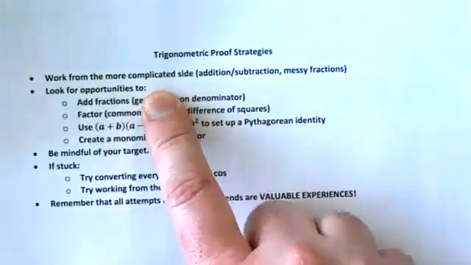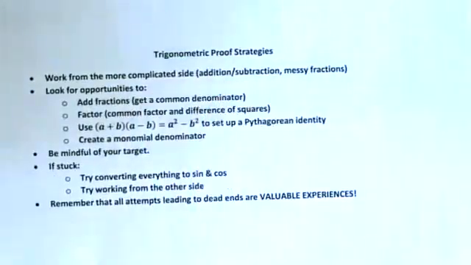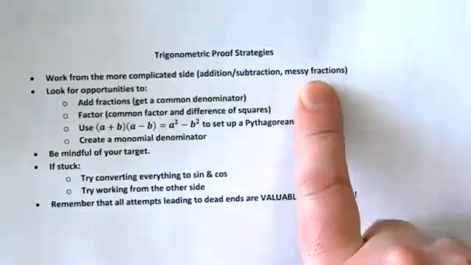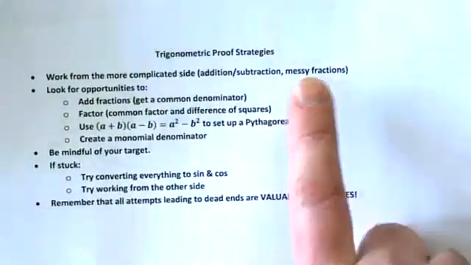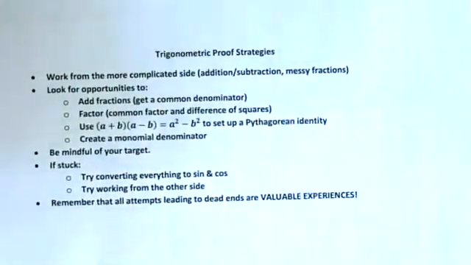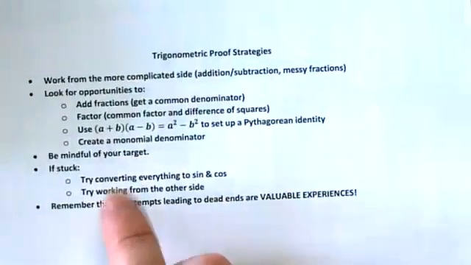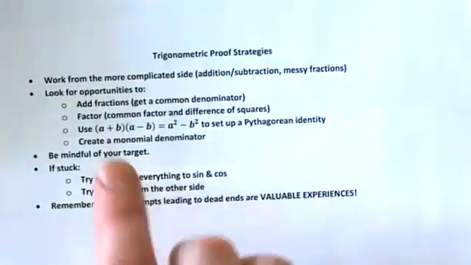When you're looking for complicated, addition and subtraction is more complicated than multiplication when it comes to this. If you see a side with addition and subtraction on it and a side that doesn't, I'd probably start on the side with addition and subtraction. Any kind of messy fractions, that's more complicated. Start on that side. It's usually easier to start with a complicated thing and make it simpler than the other way around.